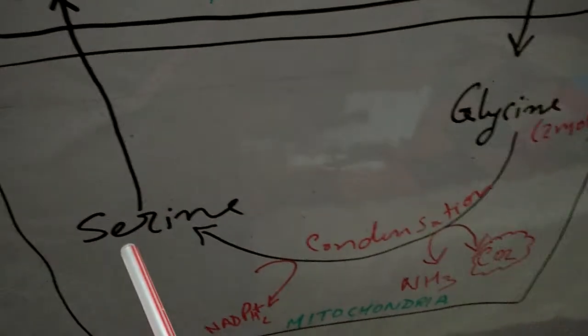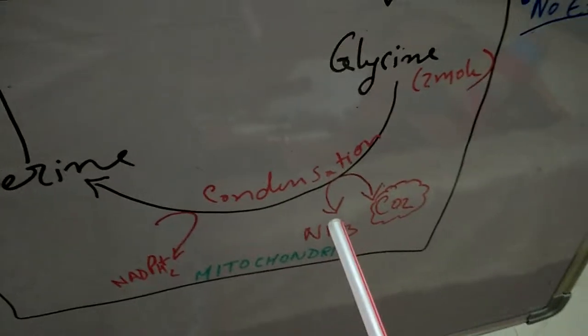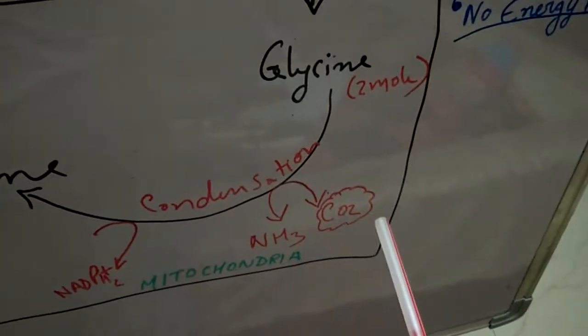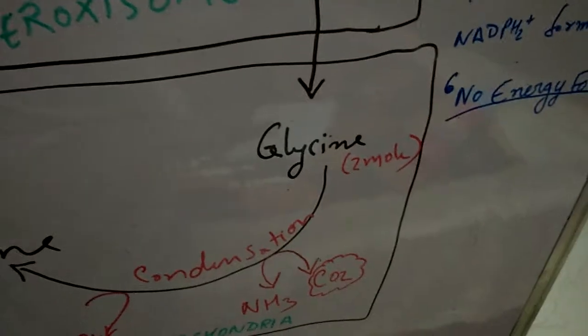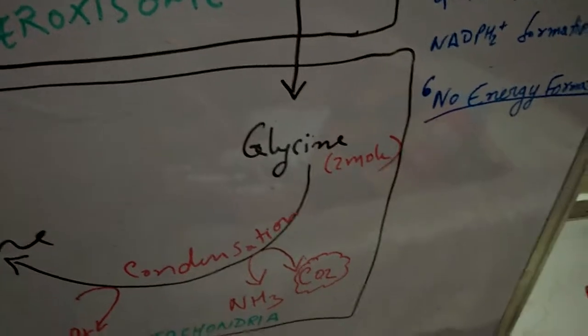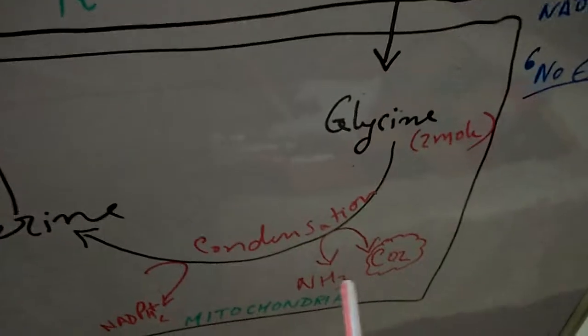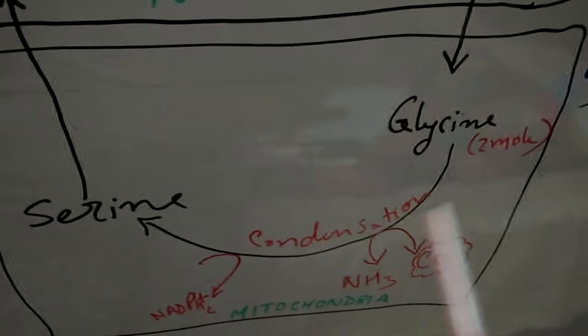This glycine converts into the next amino acid, which is serine. But during the course of conversion, following steps occur: release of ammonia and release of carbon dioxide. So this step is very important because during photosynthesis we have seen the release of oxygen as the main product, but in photorespiration carbon dioxide is released during the conversion of glycine into serine, as well as ammonia is released, and this process is known as condensation.